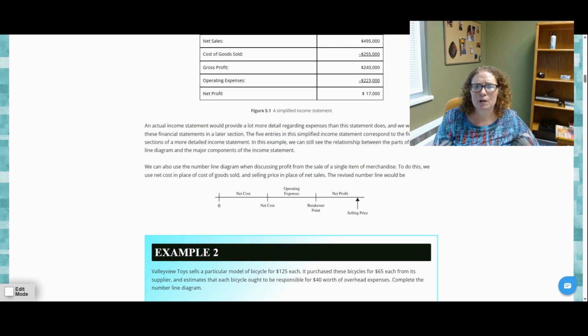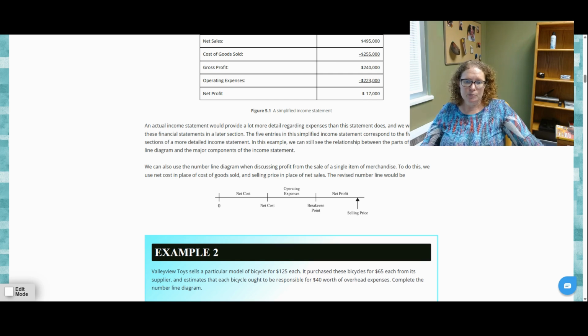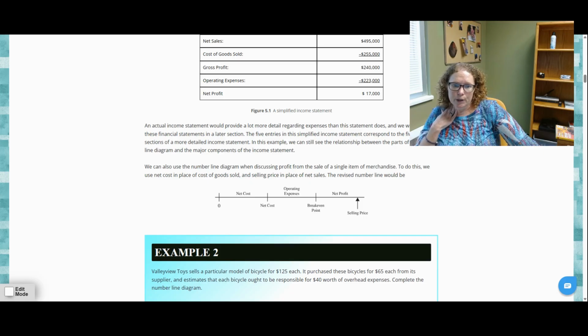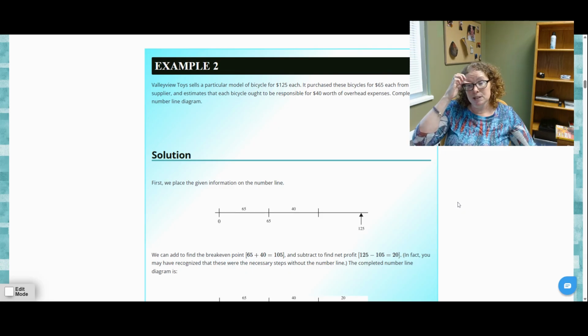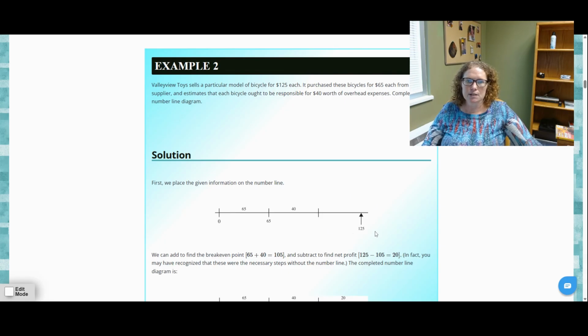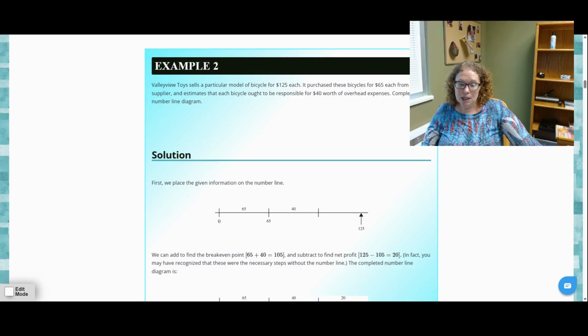So we can also use the number line when we look at the profit from the sale of a single item, and then we would look at net cost in this situation. So we would say that Valley View Toys sells a particular model bicycle for $125. Okay, so that's at this end right here, this net sales. It purchased these bicycles for $65 each from the supplier. So you have the $65 and estimates that the overhead expenses are going to be $40, right?